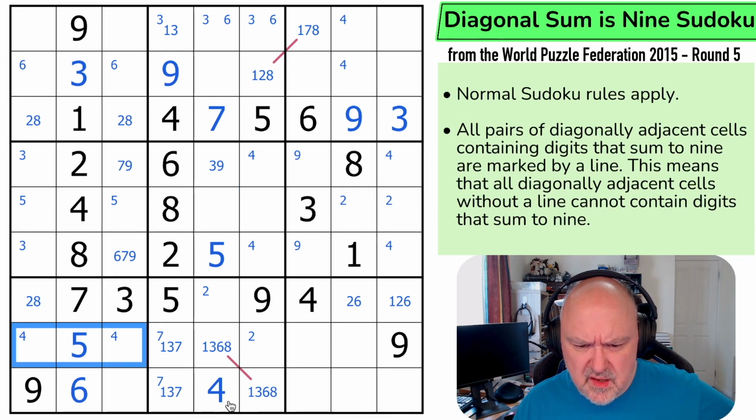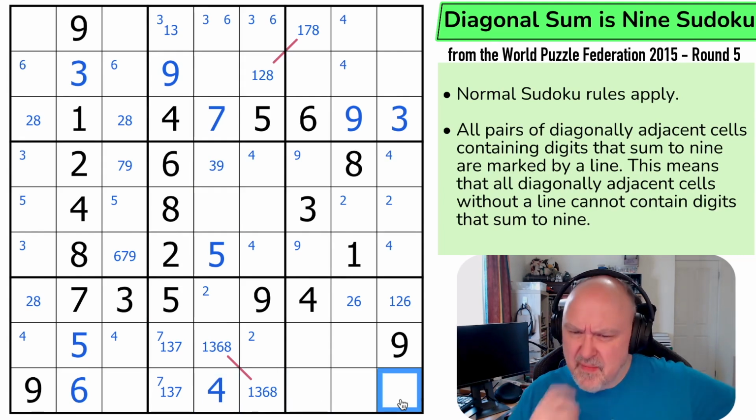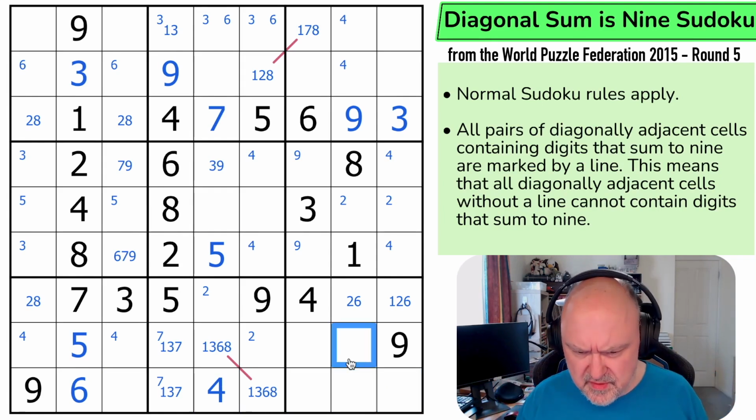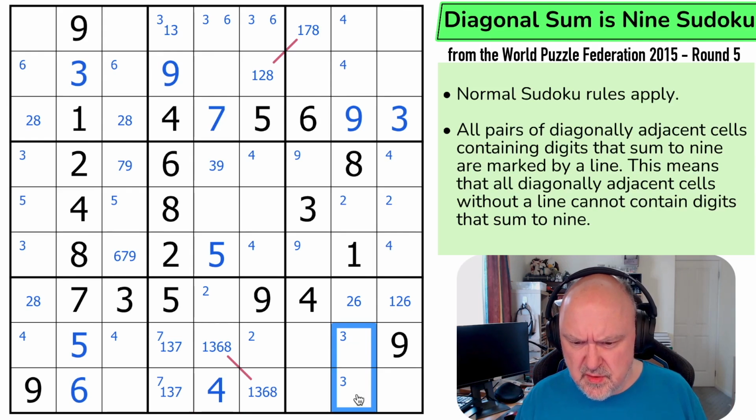The 4 here, I've done that. There is a 5 down here. Okay, no. There is 3 in one of those. 3 can't go next to 6.